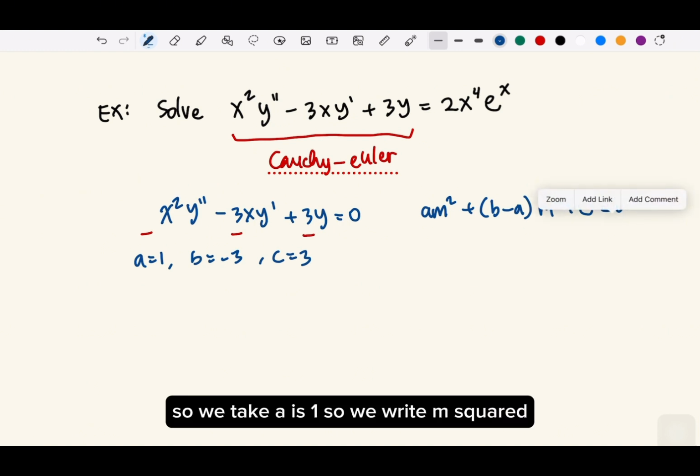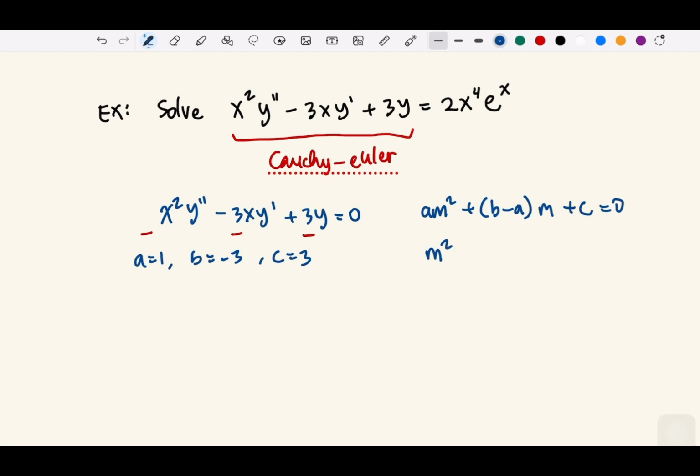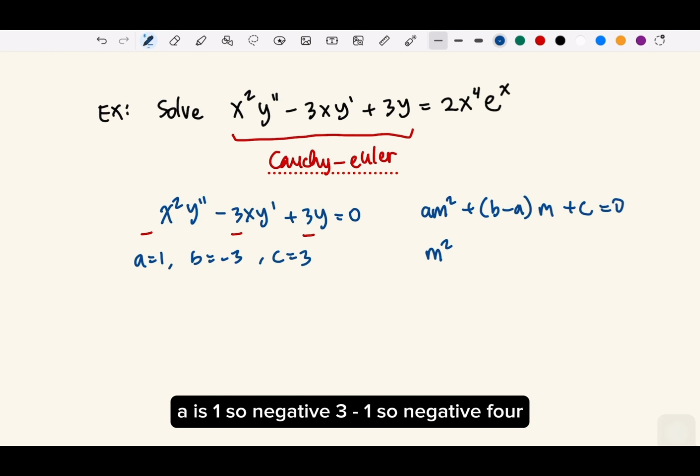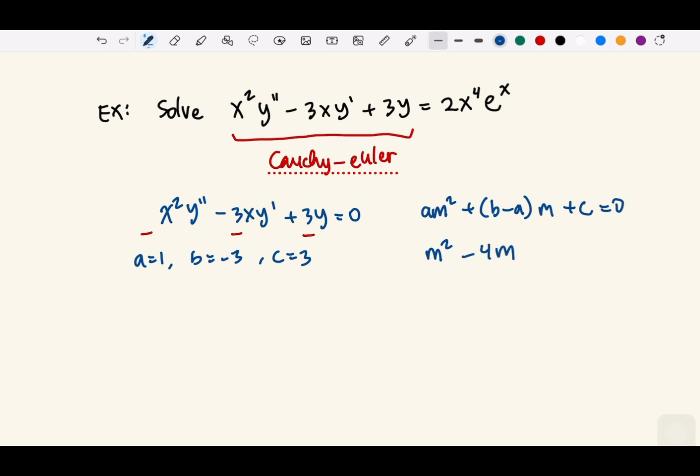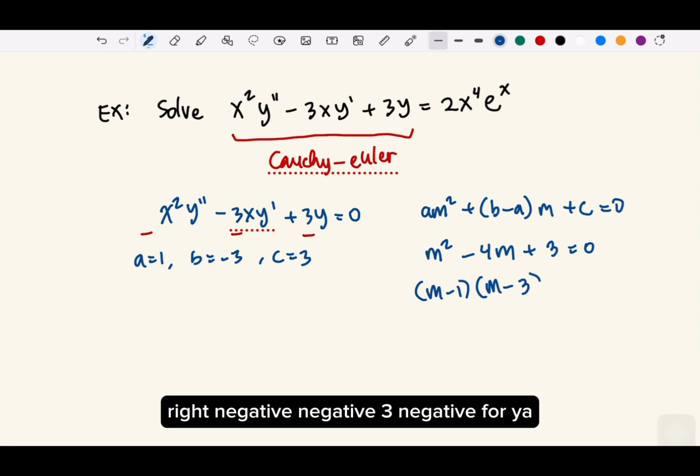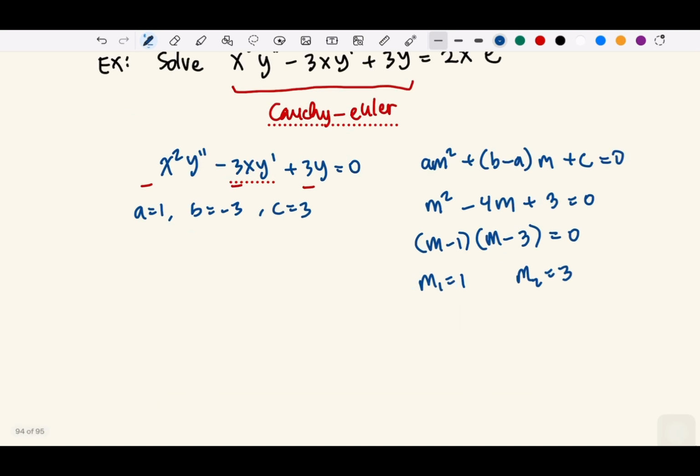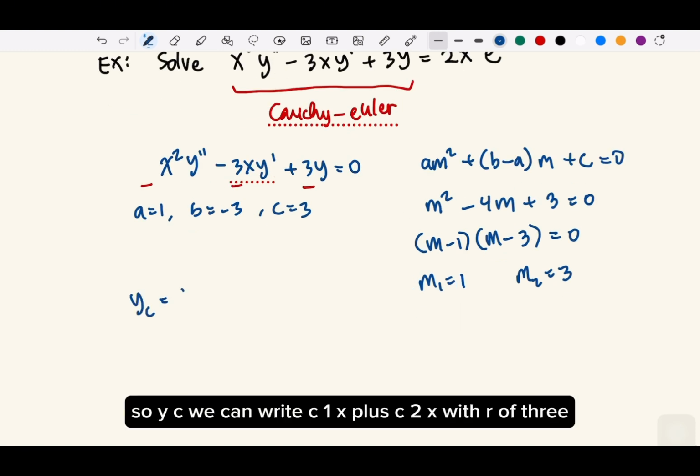So we take A is 1, so we write m squared. B is -3, A is 1, so -3 minus 1, so -4. So plus 3. Right? -3, -4, yeah. So m1 is 1, m2 is 3. So it's just a normal one. So yc we can write c1 x plus c2 x to the power of 3.